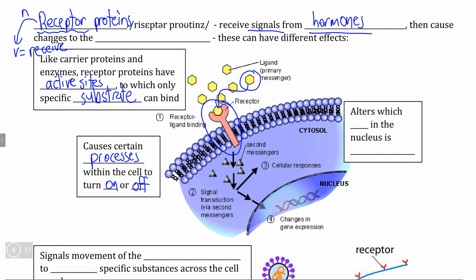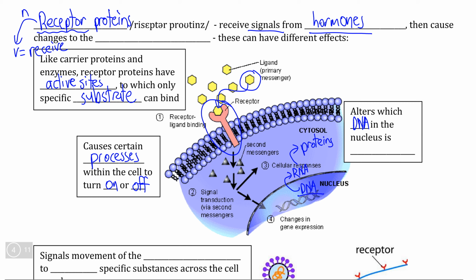One of the common functions of receptor proteins is to cause changes with how the DNA inside of the cell's nucleus is working. So remember that even though DNA is the repository of genetic information, it never leaves the nucleus, and DNA needs to be used to produce RNA as an intermediate molecule, which then affects which type of proteins the cell is going to produce.